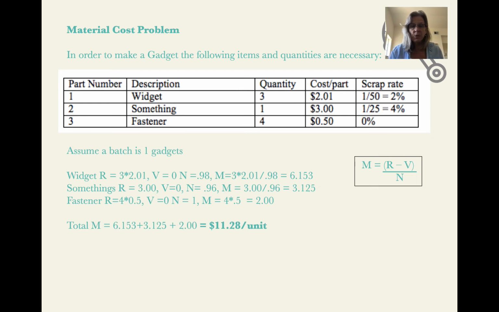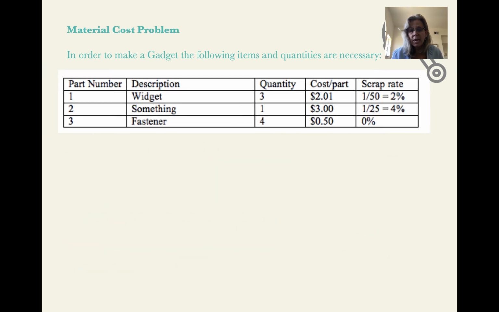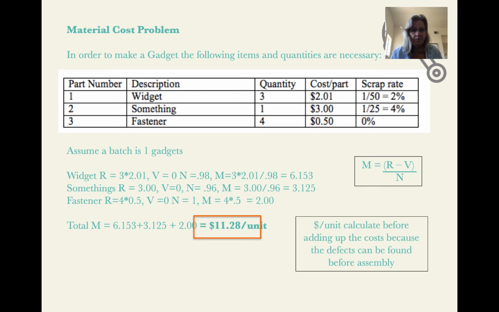You can see somethings was also adjusted by dividing by 0.96. But for fasteners, we didn't have to do that because there are no defects. So the total M value is now 11.28. If we remember, before we had 11.03, so now we've increased it to 11.28. It increases the cost per unit because of the poor quality. And the dollars per unit, we just have to add up, because we can detect the defects before assembly.